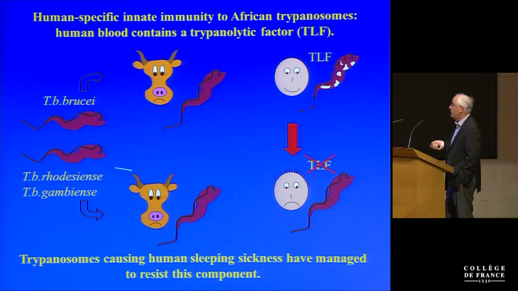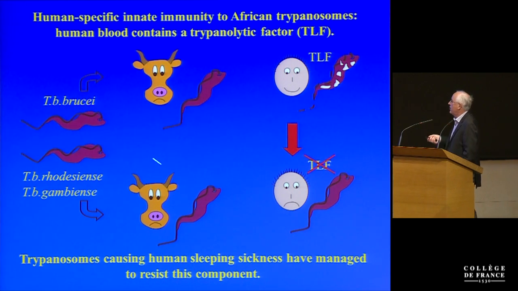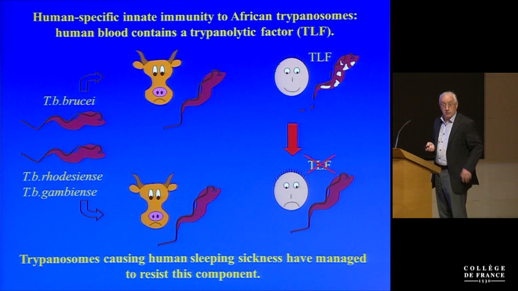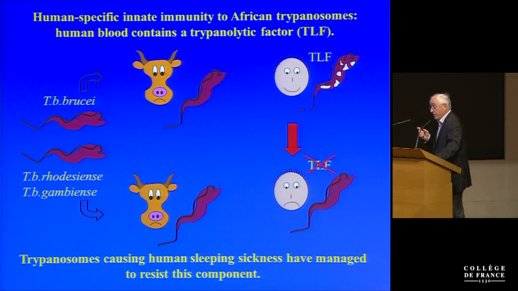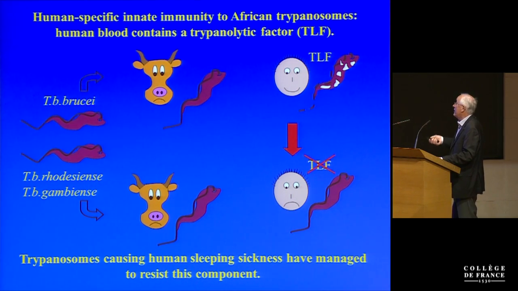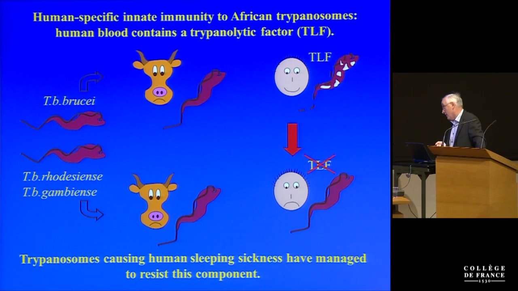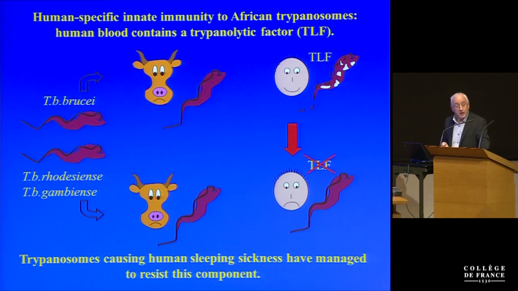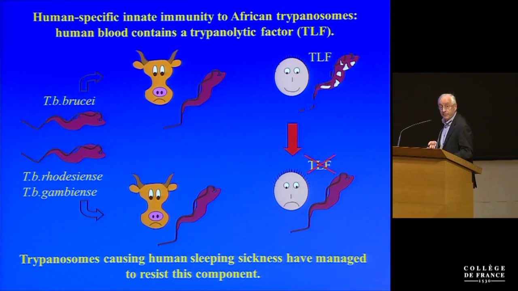Okay? So these two are almost certainly clones, and as far as we know, there are only two such clones that found the ways to escape TLF inactivation, or destruction by TLF. So this is important to keep in mind. Naturally, we are protected against the parasite, and if people are suffering sleeping sickness in Africa, it's just because two clones managed to resist our natural defense system.